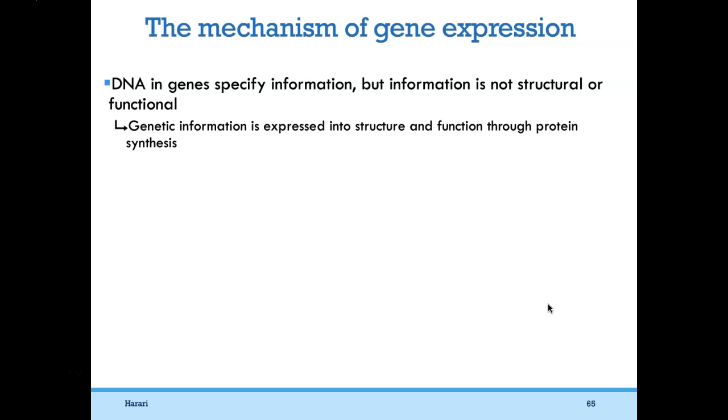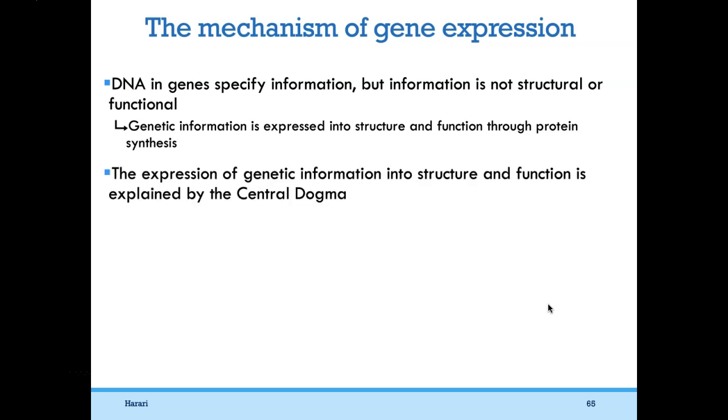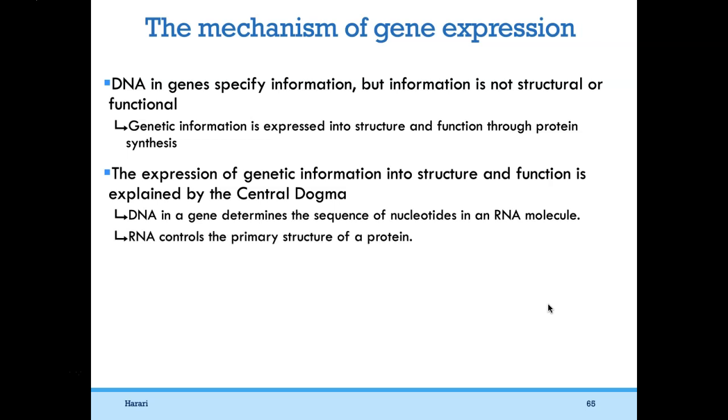The genetic information is expressed into structure and function through proteins. So the information in DNA is like the software that codes for the hardware of protein, and the proteins are what do the actual work of the cell. So the expression of genetic information into structure and function is explained by the central dogma. Specifically, the DNA code of a gene determines the sequence of nucleotides in an RNA, and the RNA dictates the primary structure of a protein. Remember, the primary structure of a protein is just the sequence of amino acids.